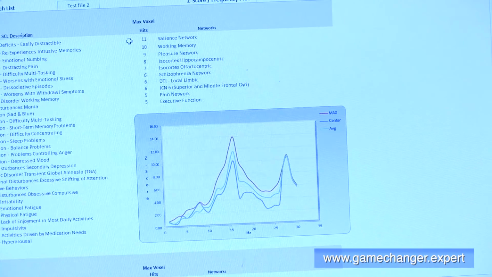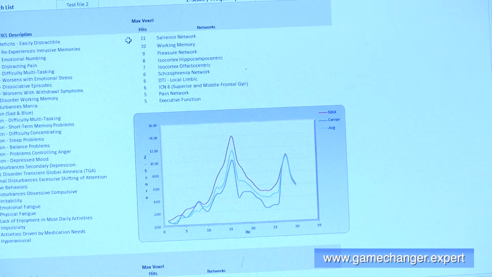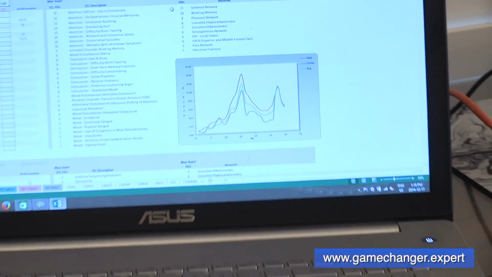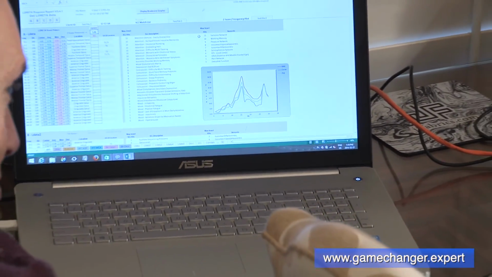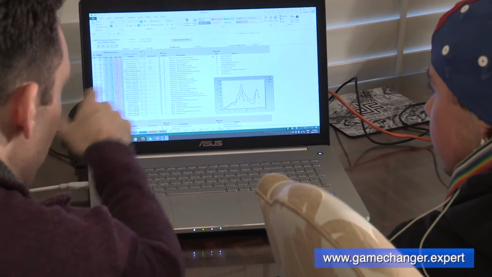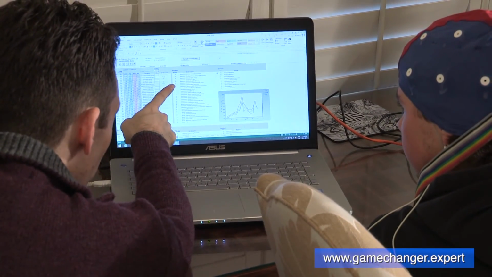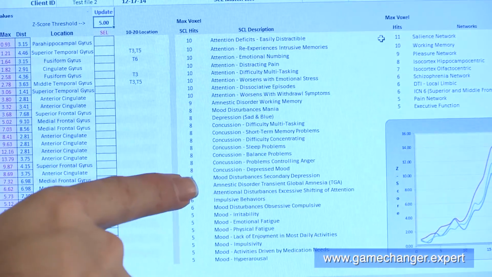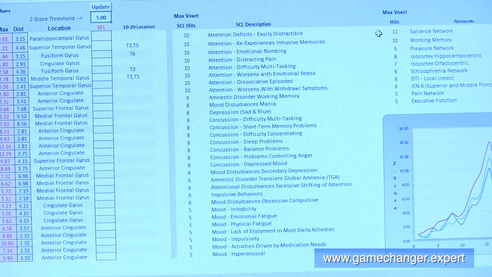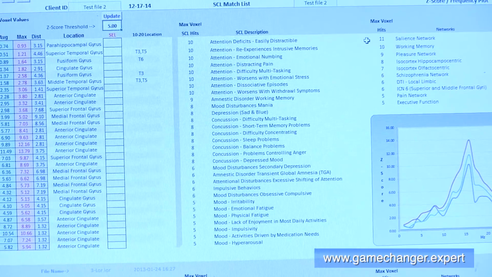So if you're dealing with that mood flatness, that also sometimes comes about by getting knocked around. Right? If you take a look at the symptom checklist, you can see there's attention stuff showing up, a little bit of mood, concussion. So it looks like I have had a concussion.